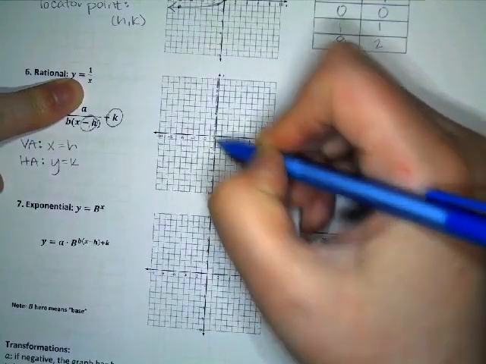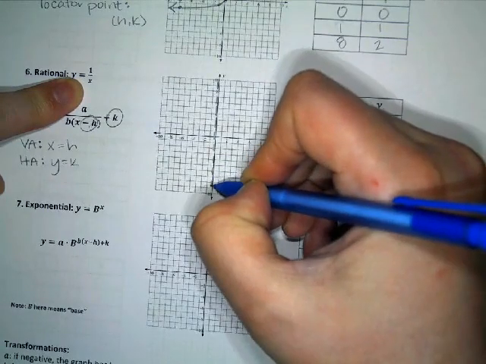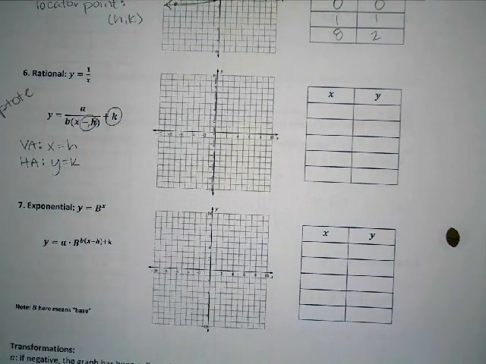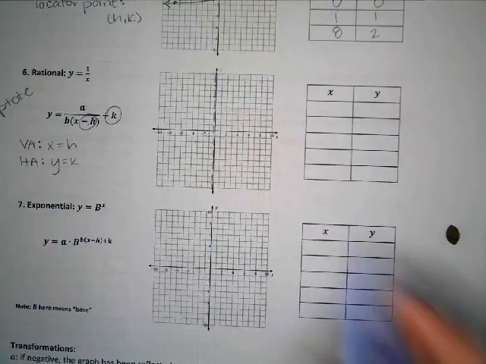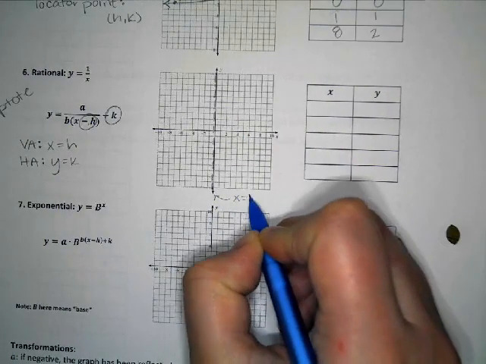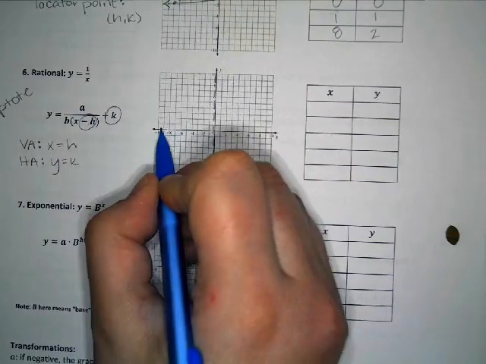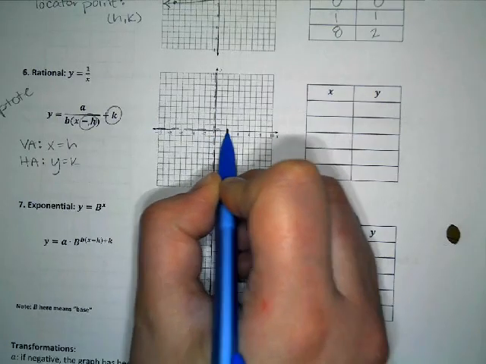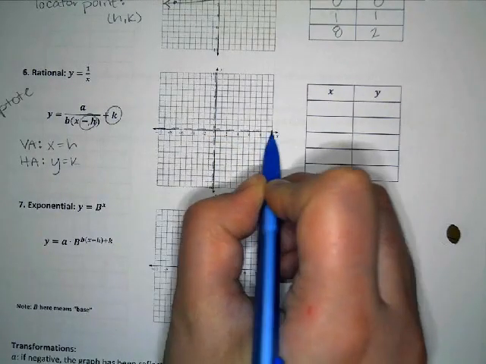And we always draw them on the graph as dotted lines, and that shows the person who's looking at your paper that you recognize there's an asymptote there, even though it's imaginary. Like, yes, I'm aware that these graphs do have that. Okay, so there's our vertical asymptote. I'm going to label this. I'm going to say this is x equals h. And then I'm going to graph my horizontal asymptote over here. And this is y equals k.